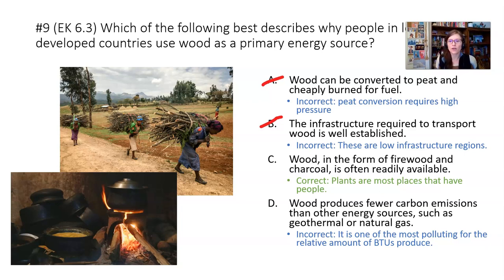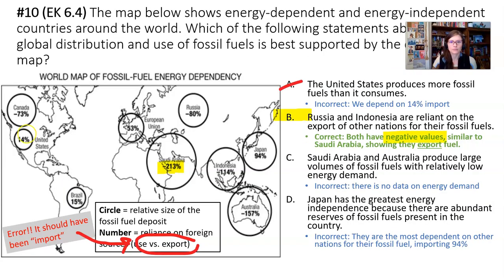Wood in the form of firewood and charcoal is readily available. Okay, pretty much every place where people live, there are plants. And if there's plants, there's going to be something you can burn. And the wood produces fewer carbon emissions? It's one of the stinkiest, messiest ones out there. So no, it's a real problem.